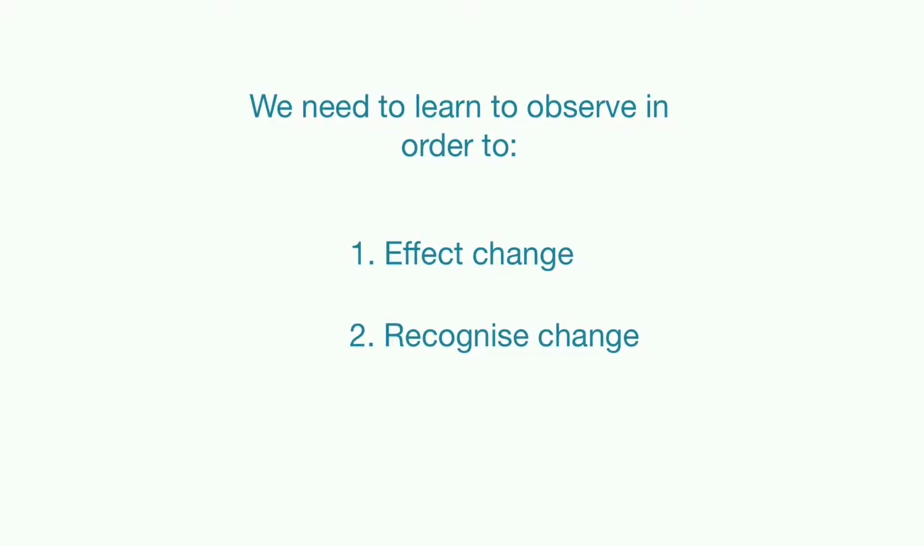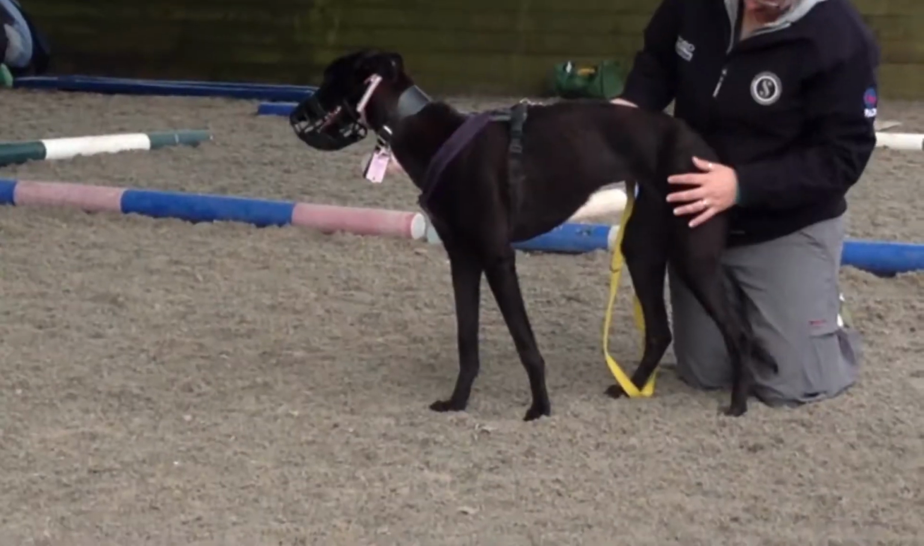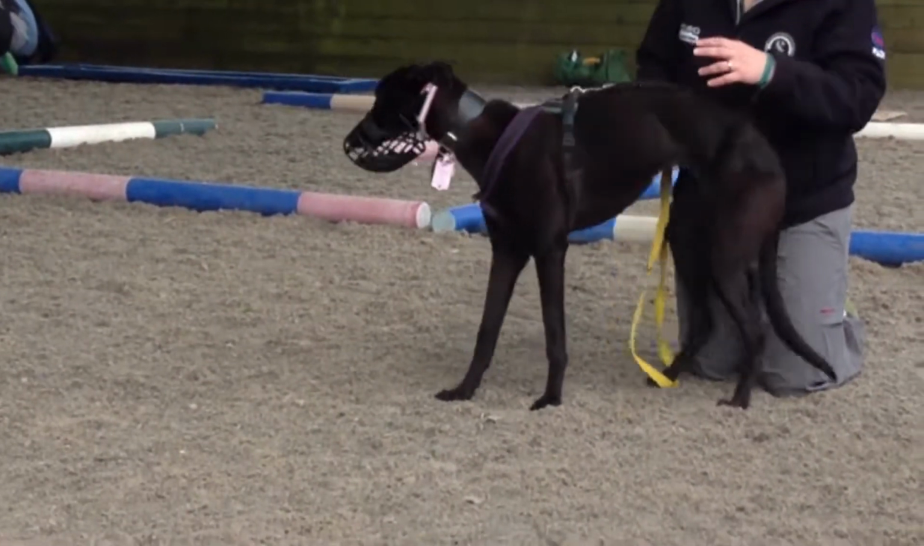We need to observe in order to both affect change and recognise change. So, for example, observing where there is tension can guide us in which areas of the body we want to work on, and it can also act as a barometer for how we or our dog is changing over time.